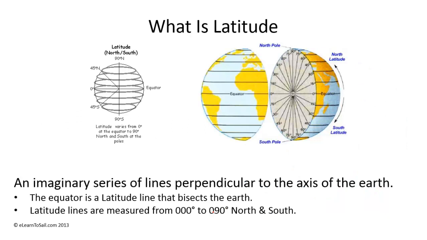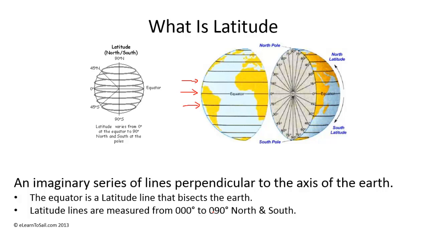Now, on the Earth, we have a grid pattern that has been set up. And this grid pattern is described in terms of latitude and longitude. So let's talk about latitude first. So you can see here we have different lines of latitude. This is the equator, and then this would be a line of latitude to the north, and this would be a line of latitude to the south.